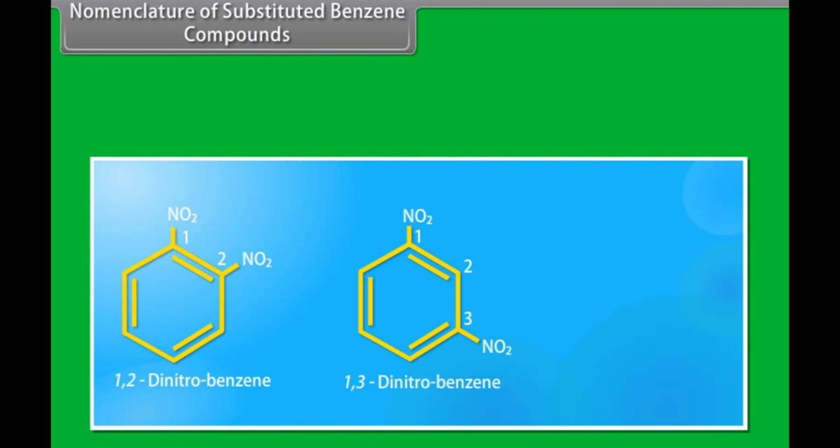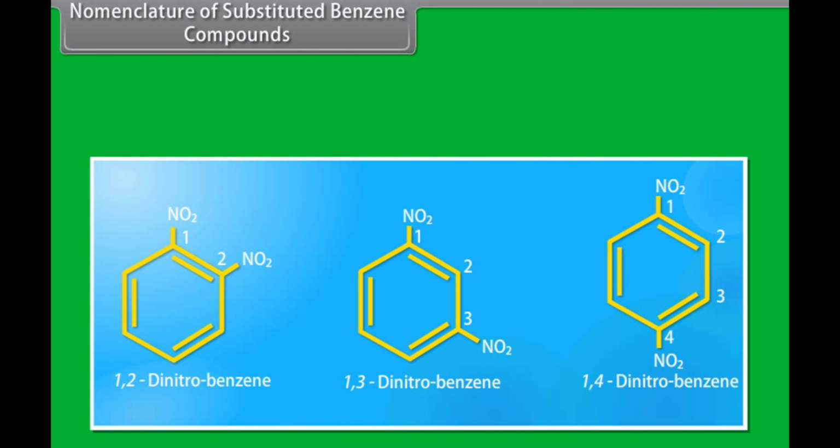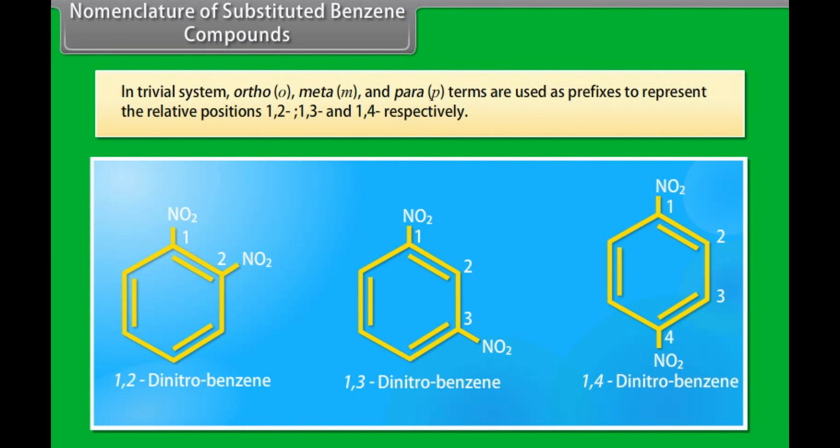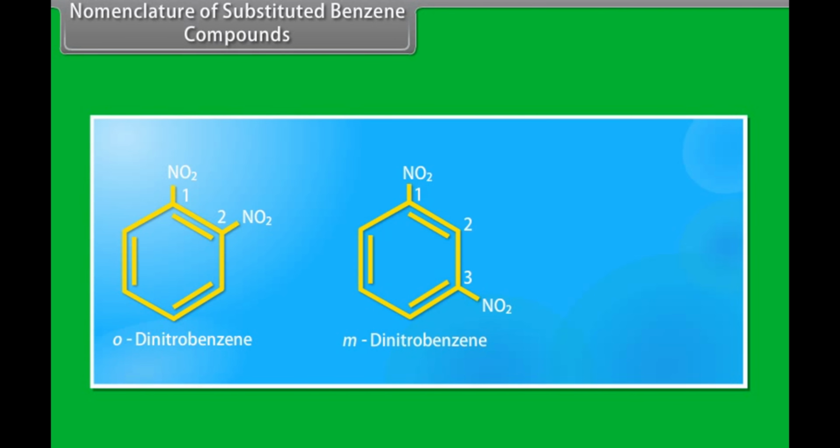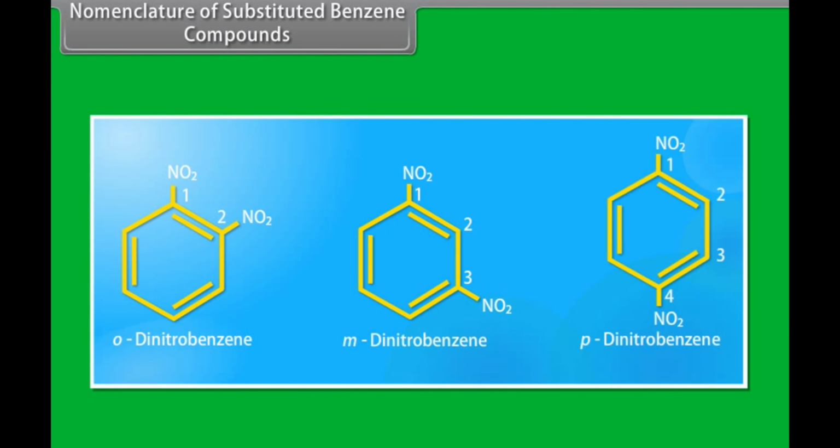1,2-dinitrobenzene, 1,3-dinitrobenzene, 1,4-dinitrobenzene. In trivial system, ortho (o), meta (m) and para (p) terms are used as prefixes to represent the relative positions 1,2, 1,3 and 1,4 respectively. For example, ortho-dinitrobenzene, meta-dinitrobenzene, para-dinitrobenzene.